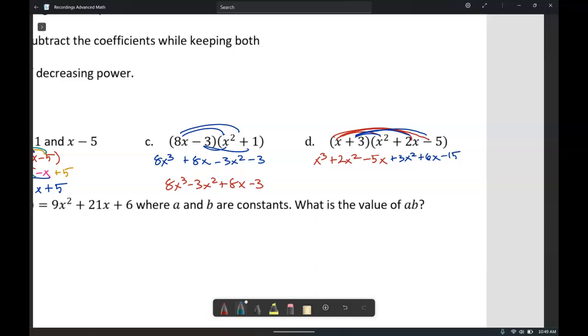And then we'll identify any like terms. And there's our simplified polynomial.